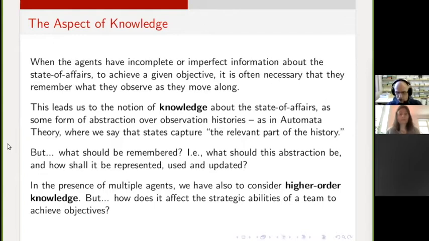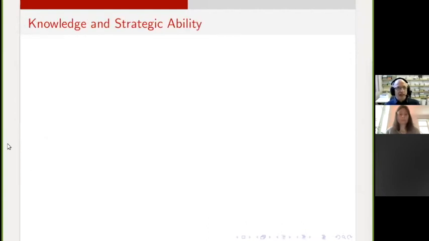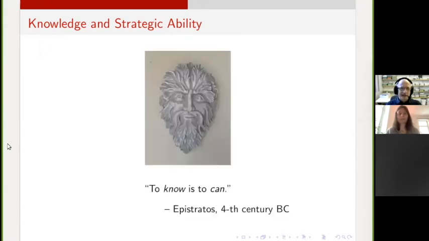So all these very interesting questions lead to this concept of knowledge and strategic ability, the ability for strategies to achieve objectives. And usually I like to quote the ancient Greek philosopher Epicharmus, who has said, "To know is to can."